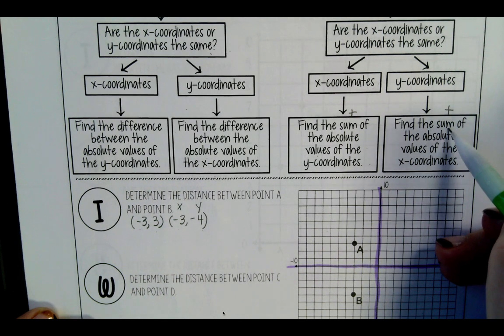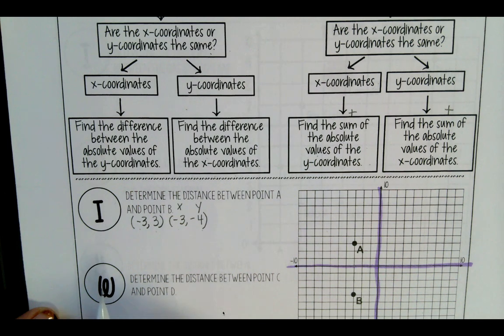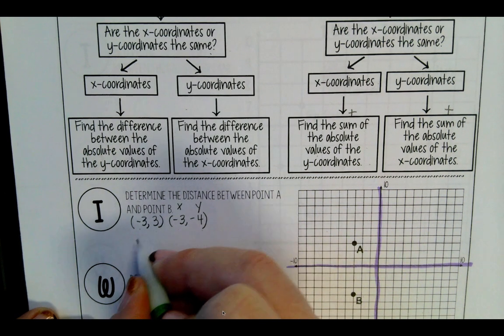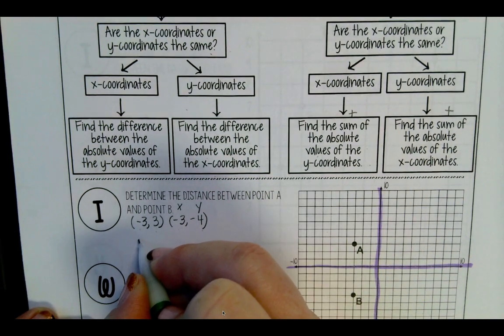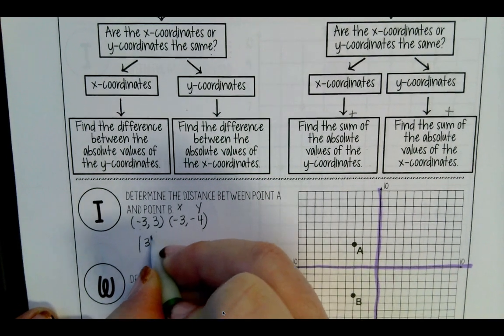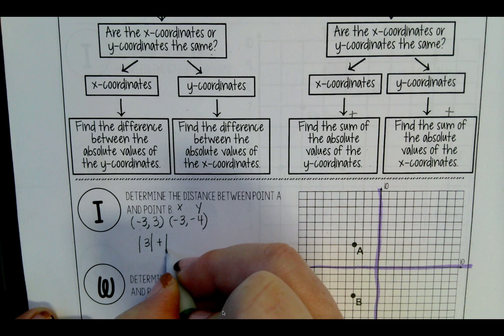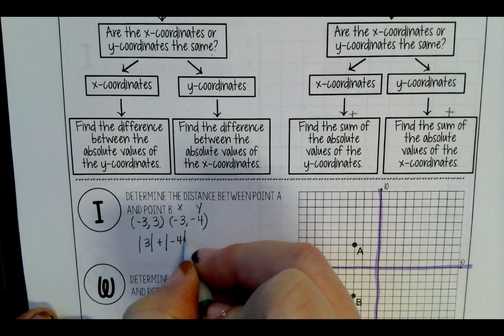That's a sum. We'll talk about that in a minute. So the sum of the absolute values of the y coordinates. My y's are 3 and 4. So please do what I'm doing. I'm going to say the absolute value of 3 plus the absolute value of -4.